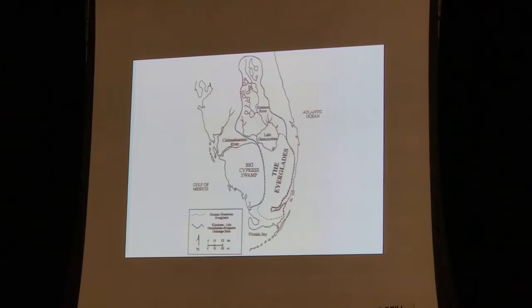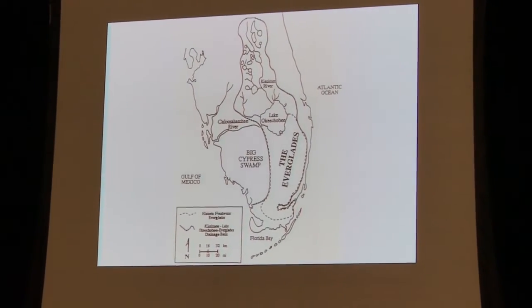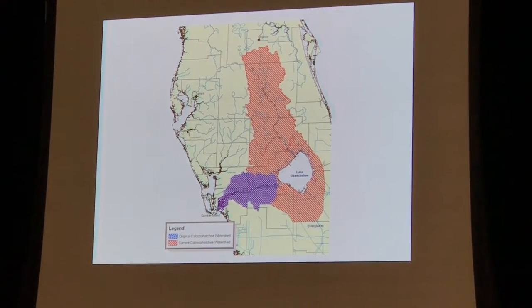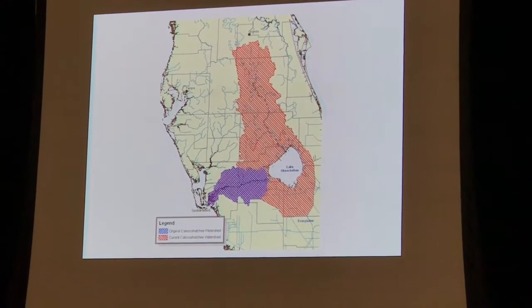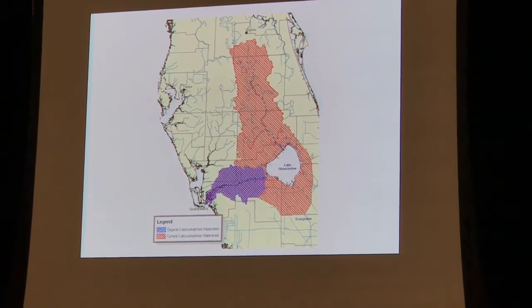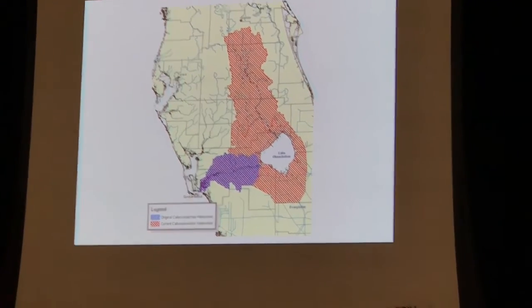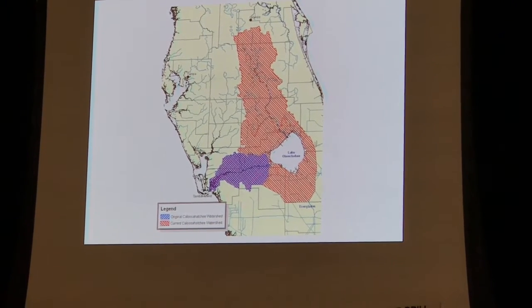Okay, I mentioned there was no initial connection between the Caloosahatchee River and the lake. So the blue is the original watershed of the river. But by now connecting it to the lake, and then back pumping water from the sugarcane fields back up into the lake, that's now part of the watershed.